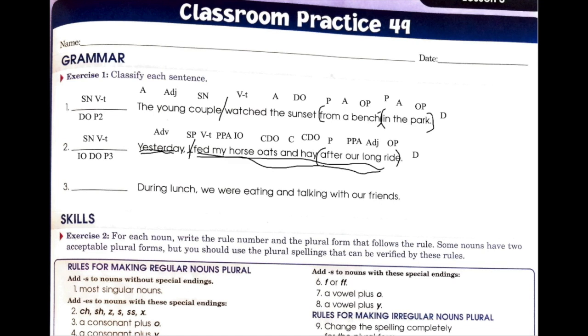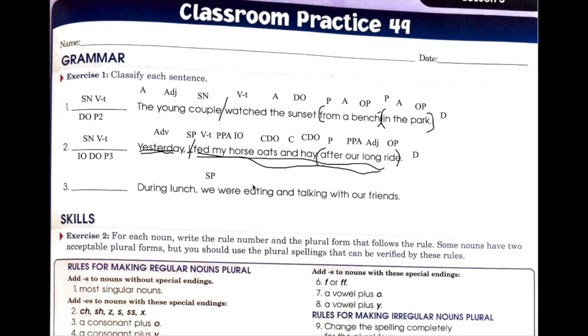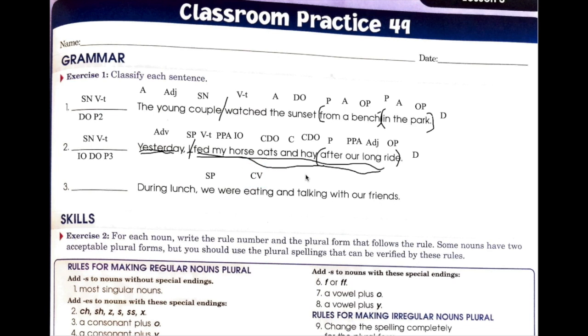Okay, number 3. During lunch, we were eating and talking with our friends. Who were eating and talking with our friends? We. Subject, pronoun, because we, of course, is a pronoun. What is being said about we? We were eating and talking. We have 2 verbs here. We have compound verbs. We actually have 3 verbs here.